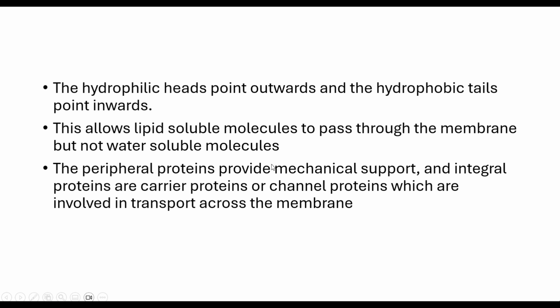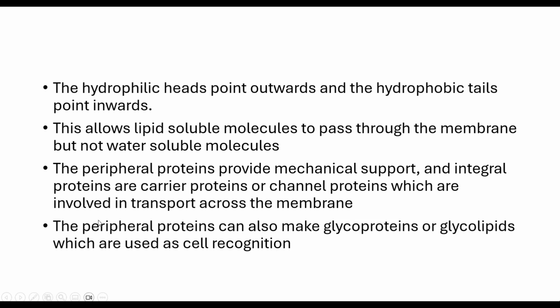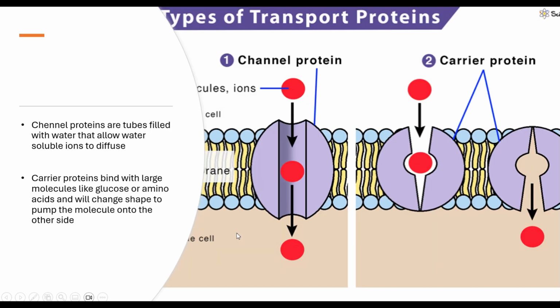The peripheral proteins provide mechanical support, and then there are integral proteins, like carrier proteins and channel proteins. Those are integrated in the membrane, so they act as a pathway, and they are involved in transport. Whereas the peripheral ones, like the globular proteins and glycoproteins, are just mechanical. The peripheral proteins can also make glycoproteins or glycolipids, which are used for cell recognition.